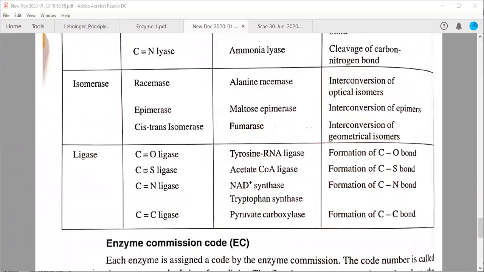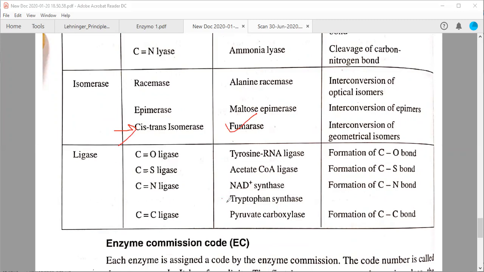Finally, there are some ligases which will ligate these bonds, with subclasses 1, 2, 3, 4. They include tyrosine RNA ligase, acetate coenzyme A ligase, and tryptophan synthase is also coming under this class. And there is pyruvate carboxylase, the PC enzyme, which is also involved in the formation of this bond. So finally, we have finished this also. You need to remember a few examples at least, so that you are able to answer if someone asks you a direct question.